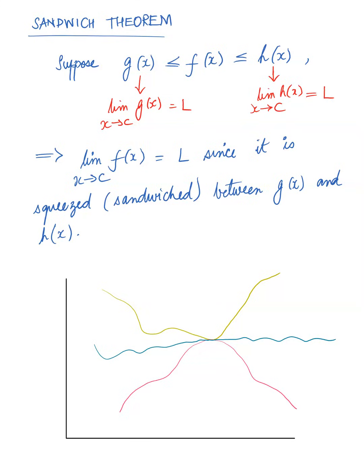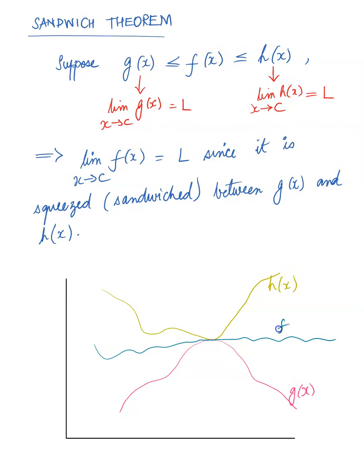Now remember, g is less than f, which is less than h, right? So graphically, let me pick those colors too. The bottom one must be g of x, because that's the smallest of all. And this one should be h of x. And f of x is usually some kind of complicated function for which you couldn't find the limit directly. If that was the case, that's when you use the squeeze theorem. So you go looking for two other functions between which this is sandwiched.